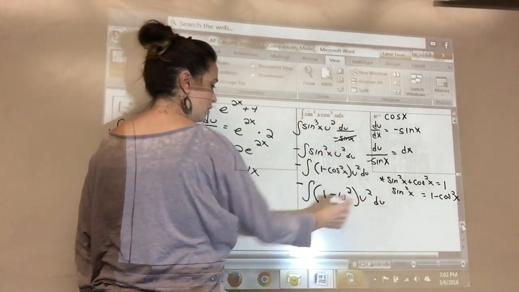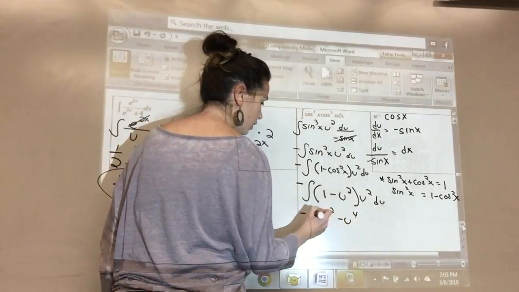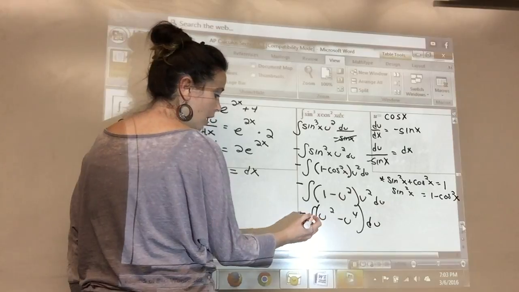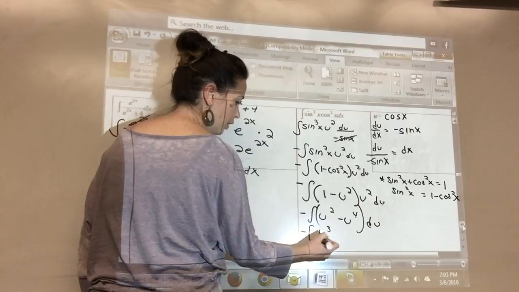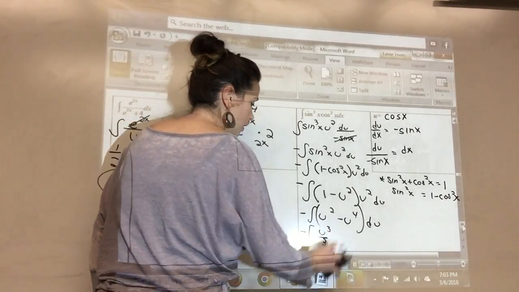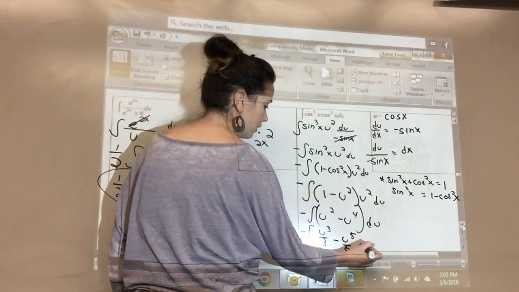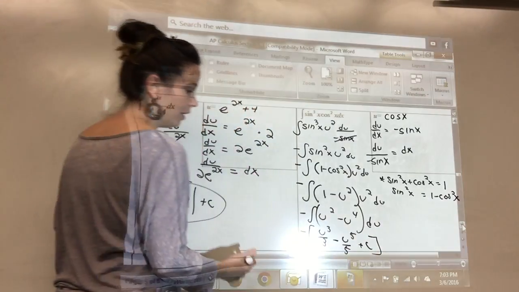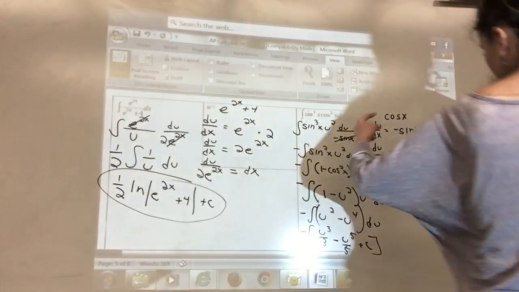I can distribute this u here, the u squared. So I'm getting u squared minus u to the 4th du. And now I can finally take my integral. So again, this negative, keep that out here, and let's integrate u to the 3rd over 3 minus u to the 5th over 5, and then we have our plus c, which you can put, the negative won't affect it, because you don't know if that's positive or negative in the first place. Okay, so that's us integrating, and then our final step will be to sub that back out.